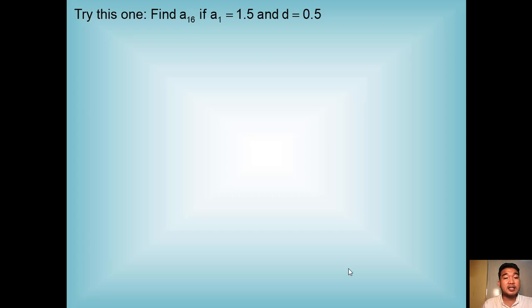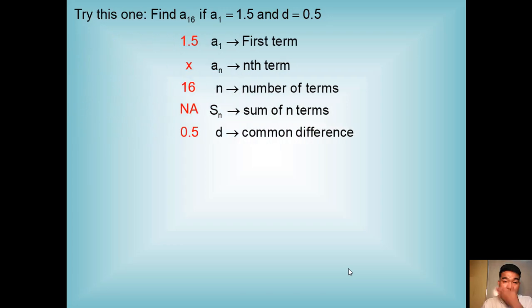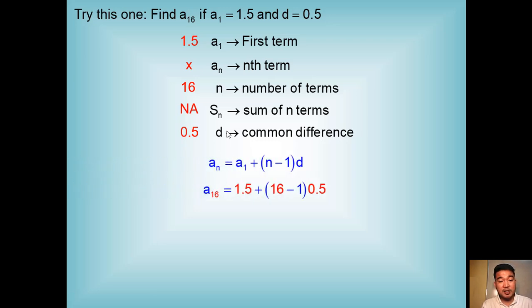Try this one. Find a sub 16 if a sub 1 equals 1.5 and d equals 0.5. If you want to try, you just pause this video. But if you want to know the answer already, just continue. So we identify our known variables. Our first term is a sub 1, which is 1.5. We are looking for a sub n. Okay, so we are looking for a sub 16, where n is equal to 16. We do not need s sub n, so that's not applicable for this problem. And the common difference is 0.5. So using this formula, we substitute all the known variables to solve for a sub 16. So a sub 16 is equal to 9.